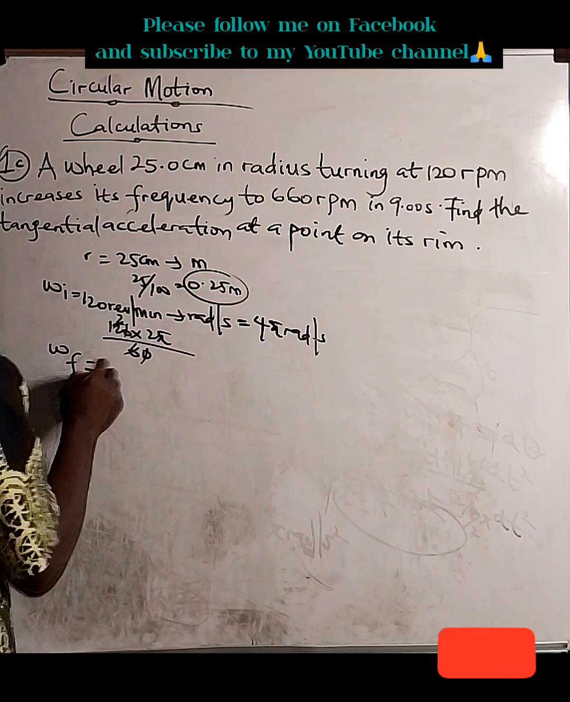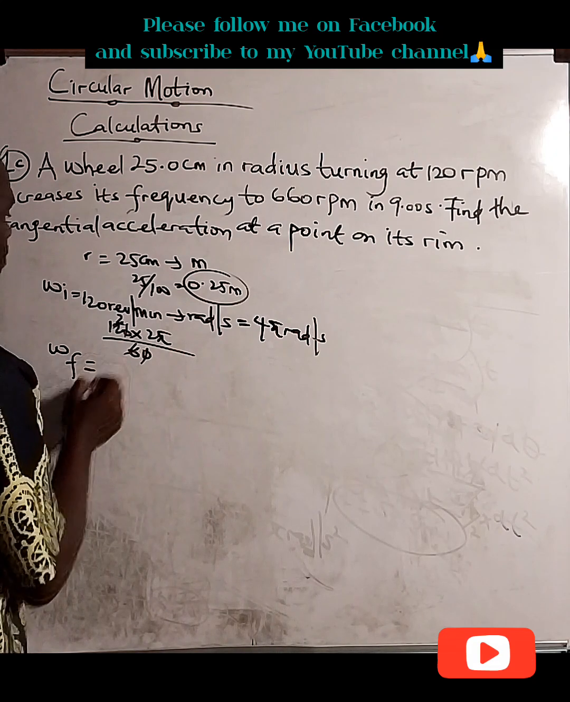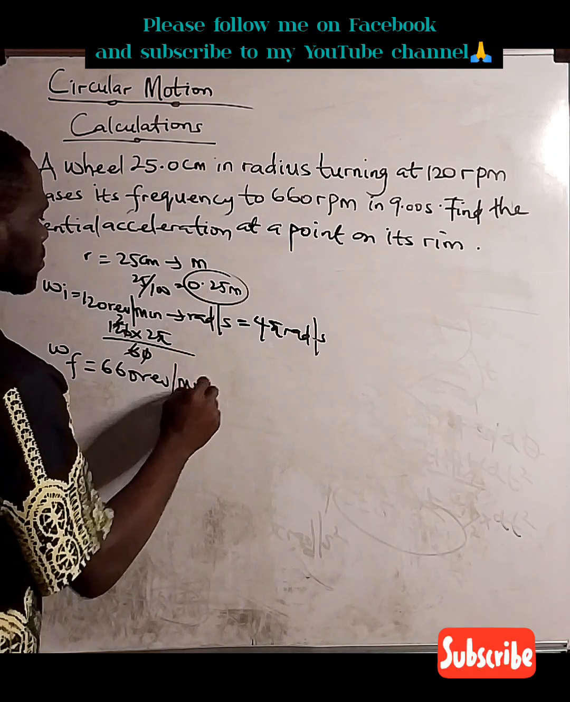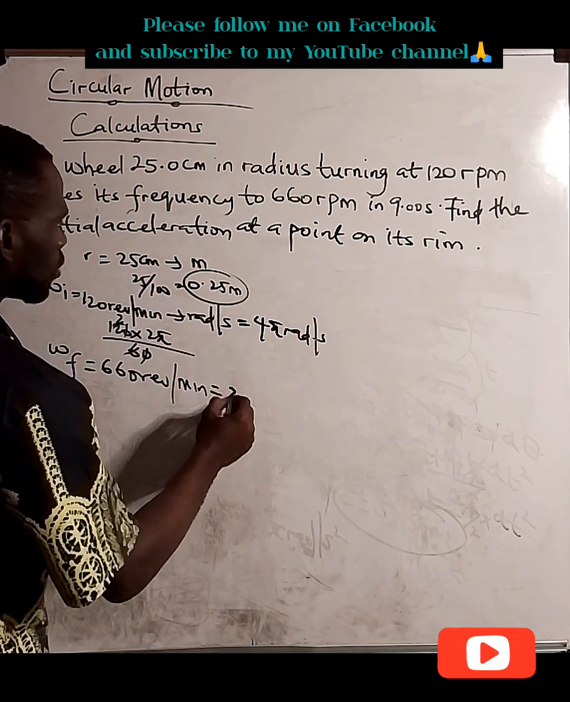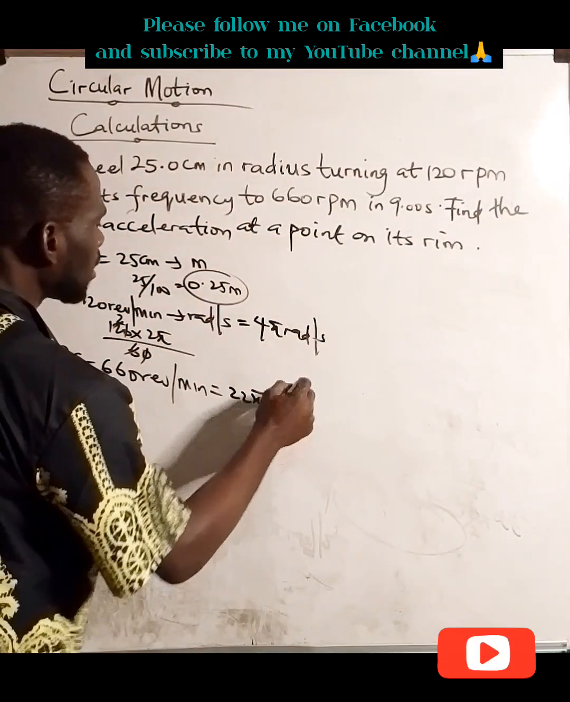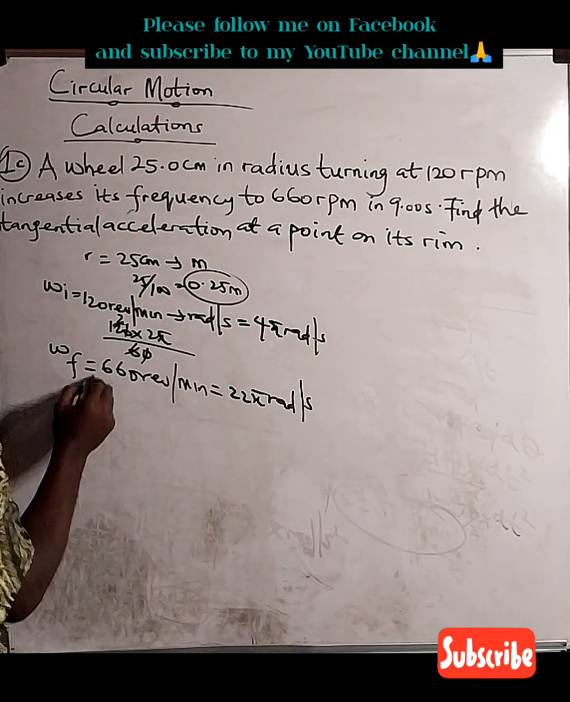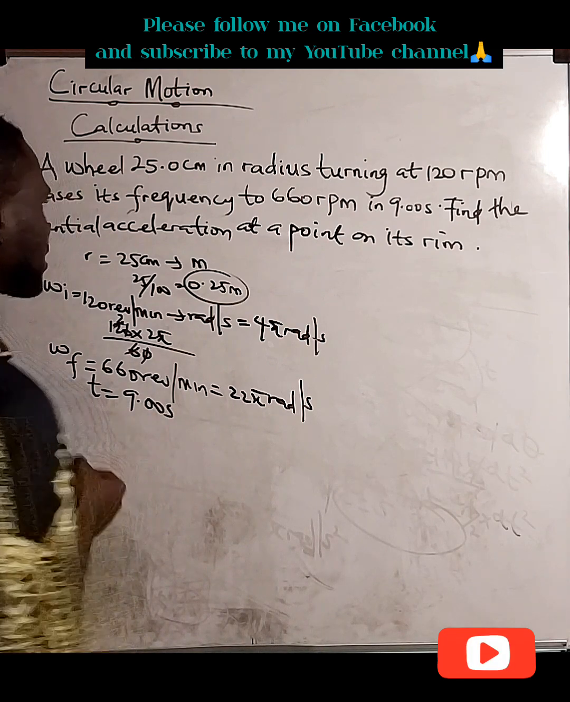So the final speed increases to 660 revolutions per minute. That's going to be the same thing: 660 rev per minute multiplied by 2 pi divided by 60. Then we're going to end up having 22 pi rad per second. So we have this. Now, everything took place in 9 seconds, and we are asked to get the tangential acceleration.